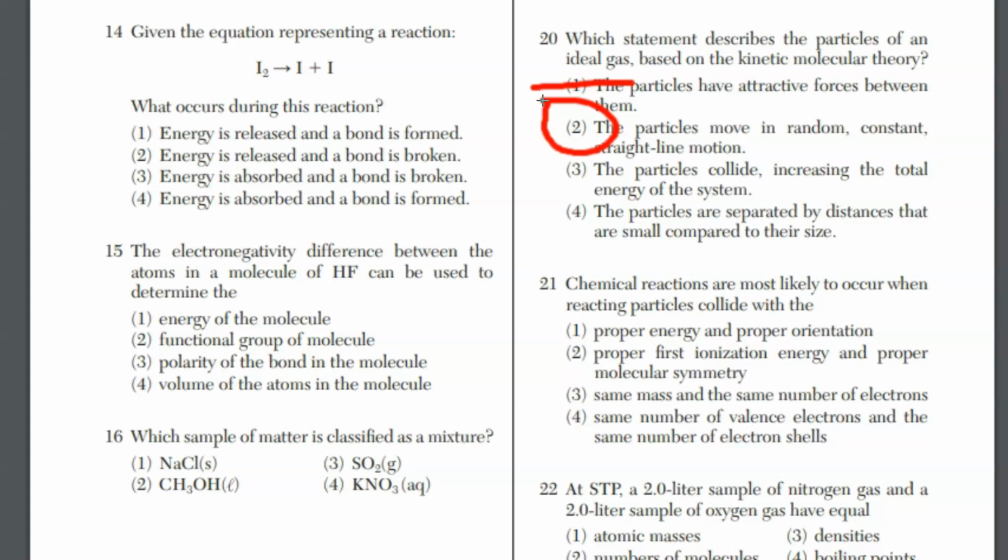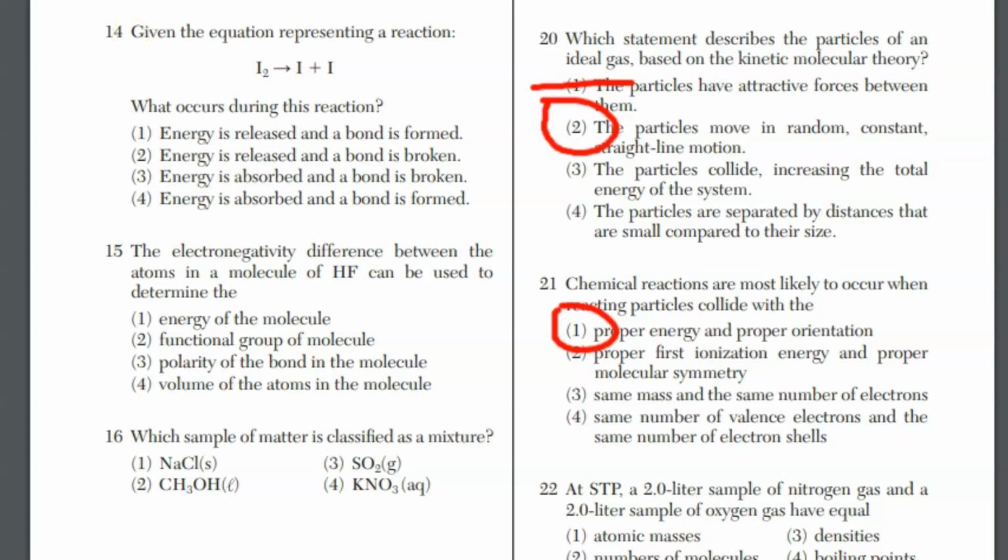For 21, chemical reactions are most likely to occur when reacting particles collide with, well, they have to have enough energy and essentially are coming in at the right angle, also known as orientation. And sure enough, that is going to be choice 1. It's got to be both energy and orientation, because we got to break those bonds in order to be able to form new bonds.